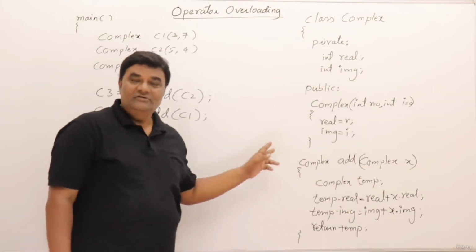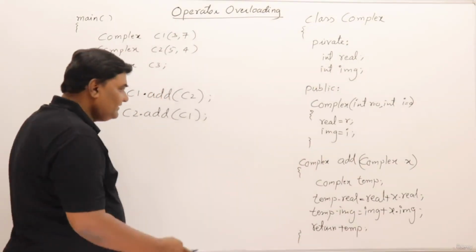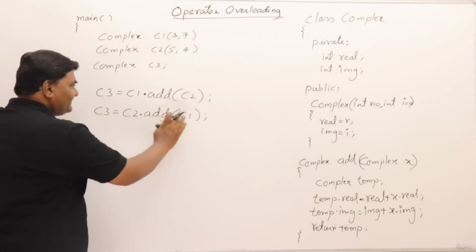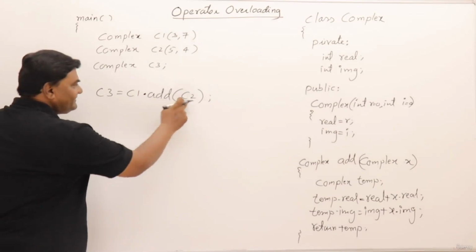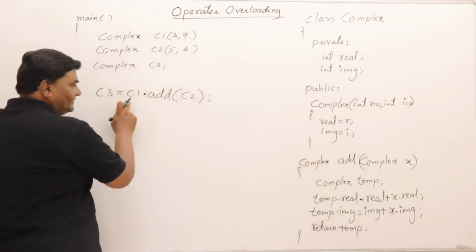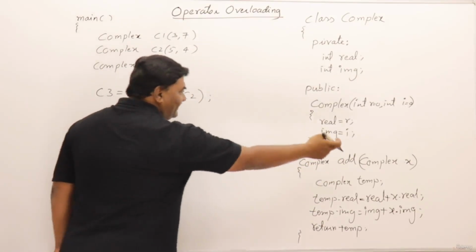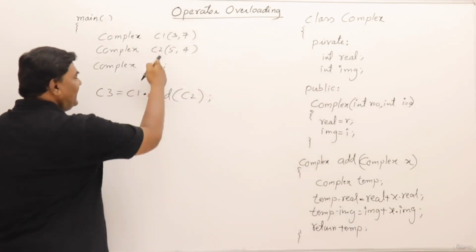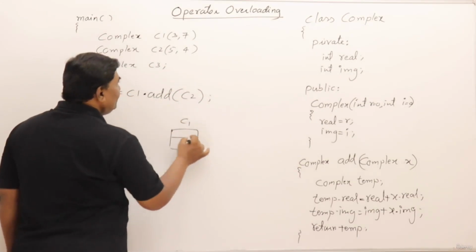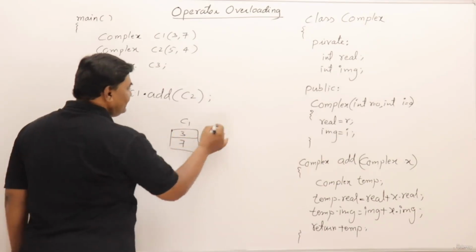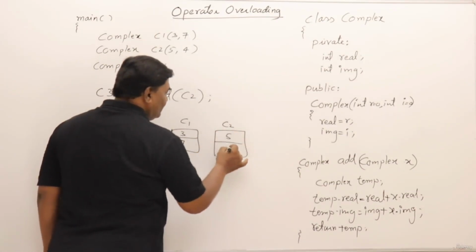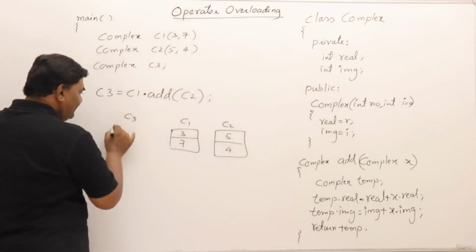Now let us understand how this is working. See, let us take this example. I'll remove this example. C1 dot add C2. So this add function is called upon C1 and C2 is going as a parameter. As we have three objects here, I will draw them. C1 is having 3 and 7. C2 is having 5 and 4. Now C3 is there, which is empty now.